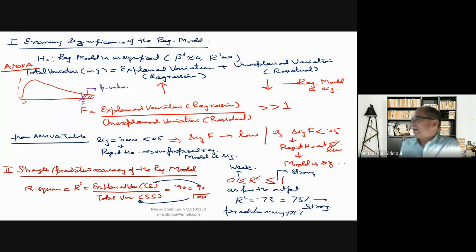Like in our case, R square is 0.73, right? 0.73 means our model is able to explain 73% of the variation. Let the other person decide whether they want to say 73% is strong, very strong, or moderately strong. Point number 2 of the dependence.